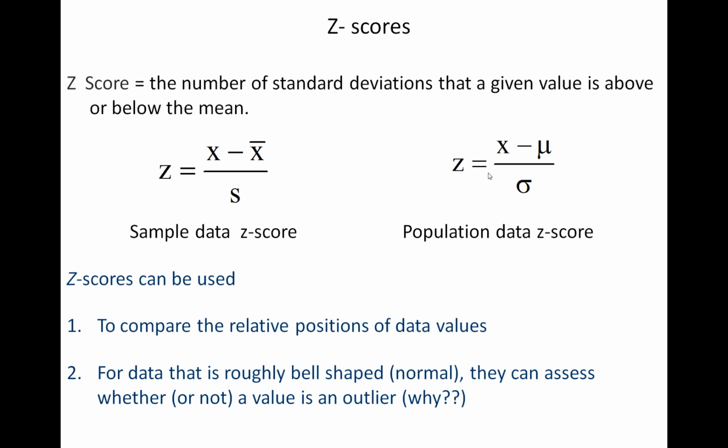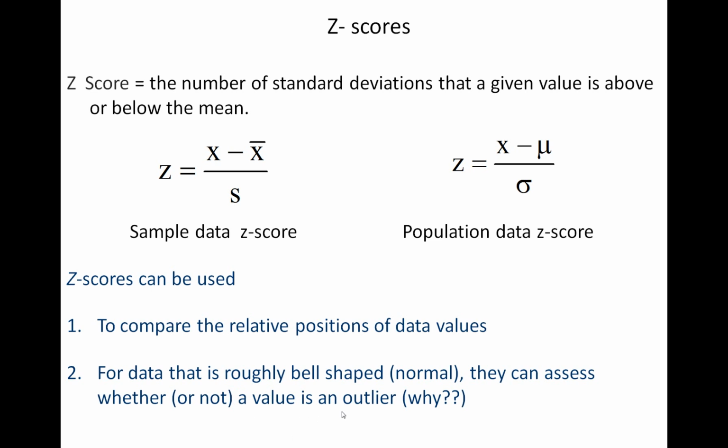If for some reason we had a population, then we would go through the same procedure, only in that case, as you can see on the right, mu represents the population mean and sigma represents the population standard deviation. So for the z-score of a particular value, again, you're subtracting the mean and dividing by the standard deviation. Z-scores are used to compare the relative position of data values: how many standard deviations a data value is away from the mean, in either direction, above the mean or below the mean.